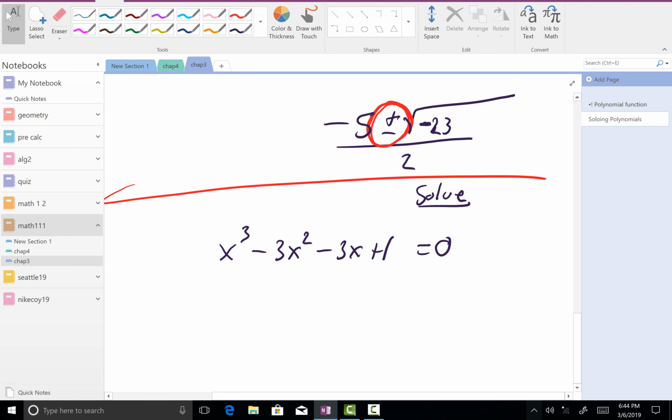step would be to graph it. So go ahead and graph it. Okay, I'm going to let you graph it. Tell me what an x-intercept is.